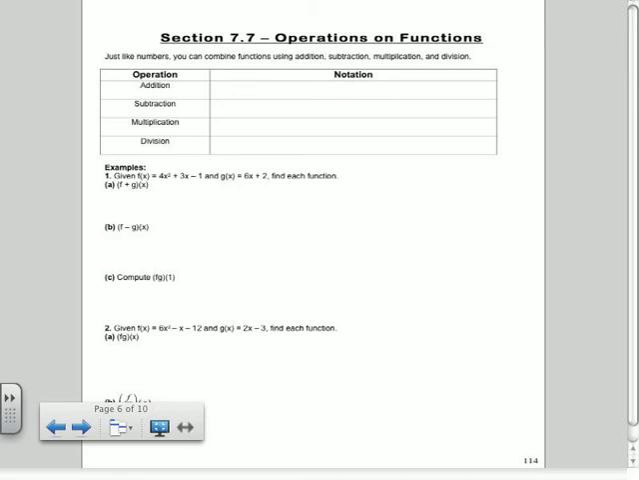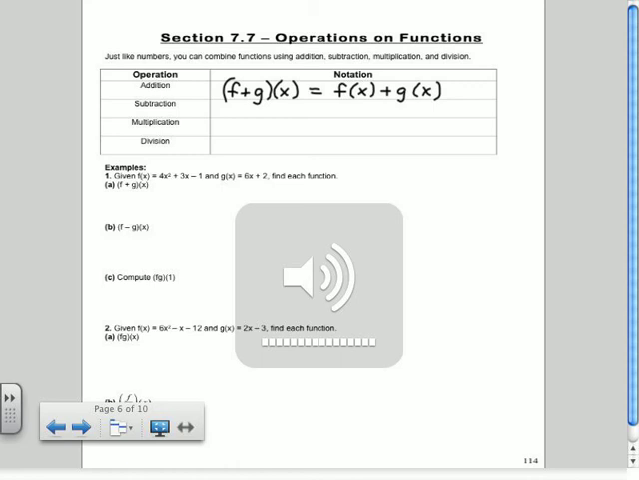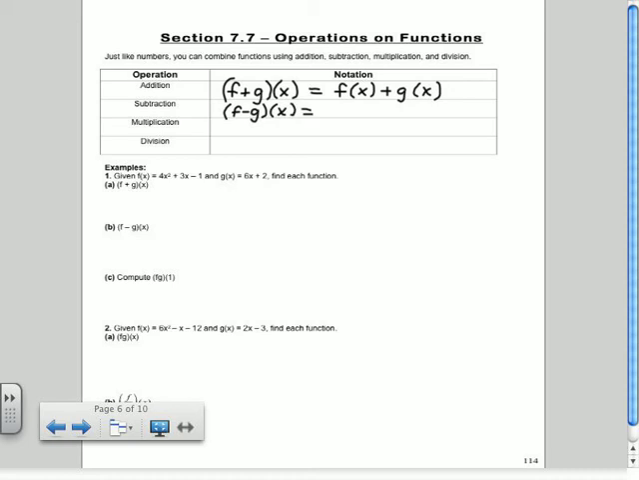So addition, when you see that, you'll see it written two different ways. The way the book likes to write it is f plus g of x. But the way I usually write it is f of x plus g of x. Okay, subtraction, that's f minus g of x. So the f minus g is in parentheses. So that just means take the function f of x and subtract out g of x.